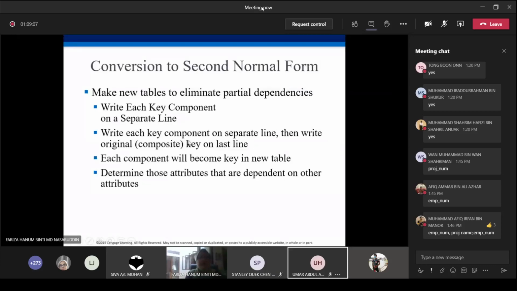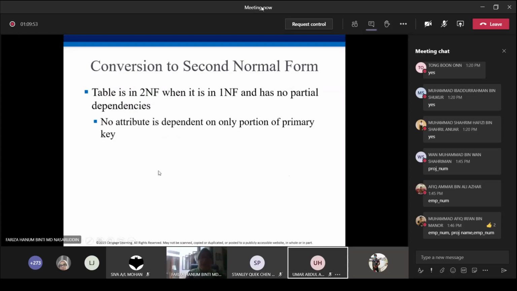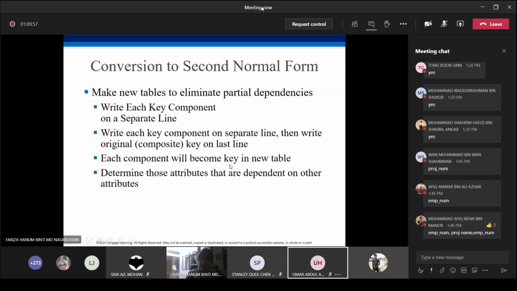Okay, so now you have project num on one line, you have employee num on the second line, you have project num, comma, employee num on another line. Okay, so for project num, you add on the attributes, what is the attribute just now? Project name, right? So that now becomes a table. Okay, and project num will become the key for that new table.